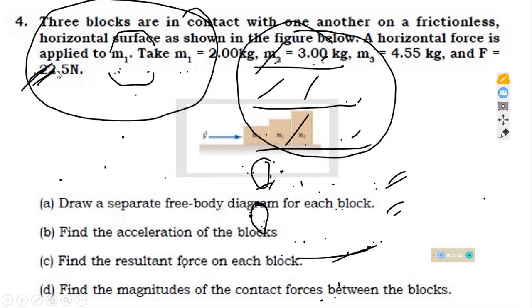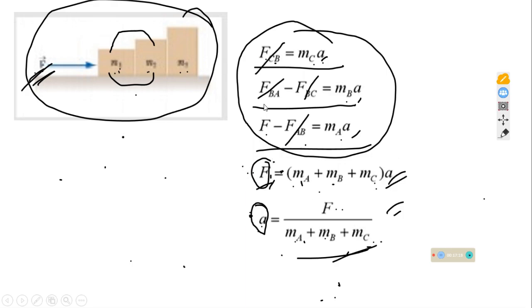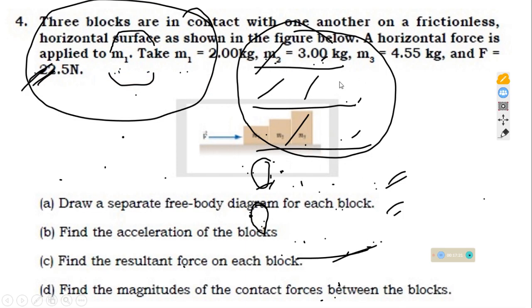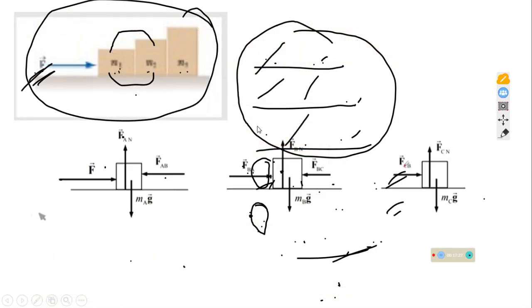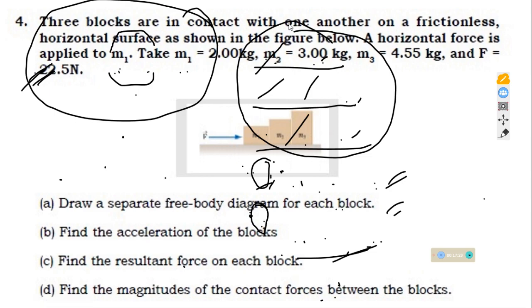In the question, what is the applied force? Applied force is 22.5 newtons and the mass is 2 plus 3 plus 4. 5 plus 4, 9. 22.5 by 9. If we do the cancellation, we will get the acceleration. Okay. Next. What is the third question?